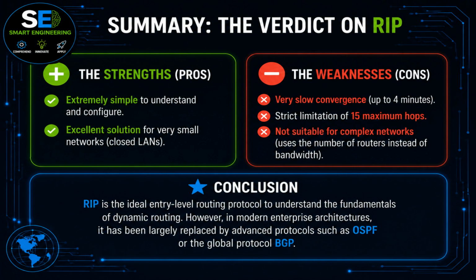However, RIP also has important limitations. Its convergence is slow. In some situations, the network may need several minutes to fully recover after a failure. RIP is also limited to a maximum of 15 hops, which makes it unsuitable for large-scale infrastructures. Another weakness is its metric system. RIP only counts the number of routers crossed, without considering bandwidth, delay, or link quality. For these reasons, modern enterprise networks usually prefer more advanced protocols, such as OSPF or BGP. Nevertheless, RIP remains an excellent educational protocol for understanding the fundamental principles of dynamic routing.